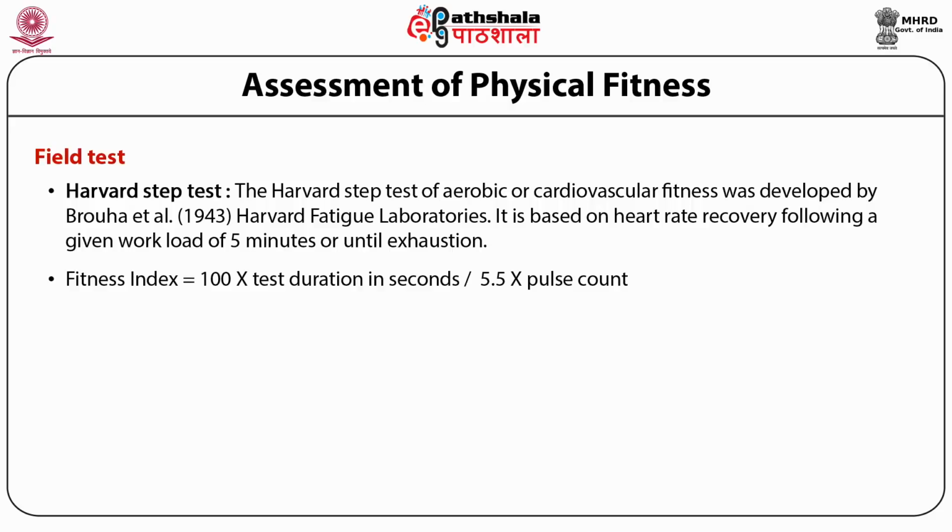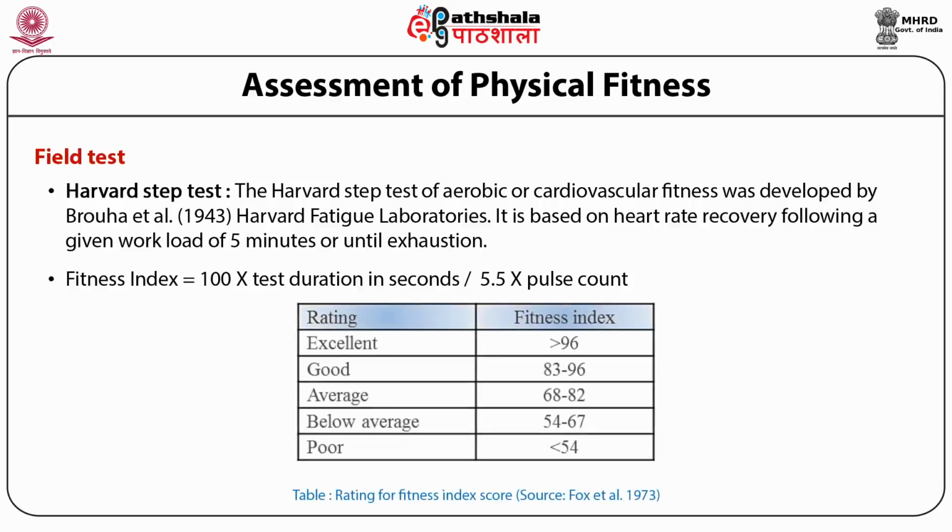Now, based on the calculated fitness index, the score rating can be determined from the table shown in this picture. If an individual has scored a fitness index of more than 96, the person can be classified as excellent fit. And if it is less than 54, he or she is classified to have a poor fitness index.